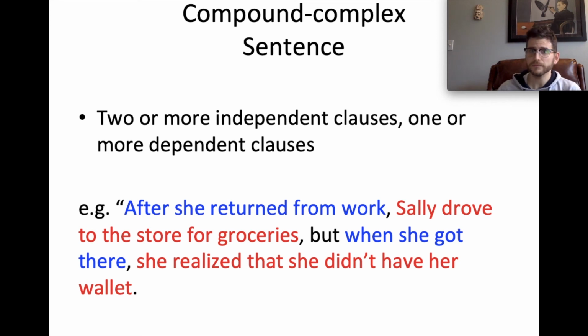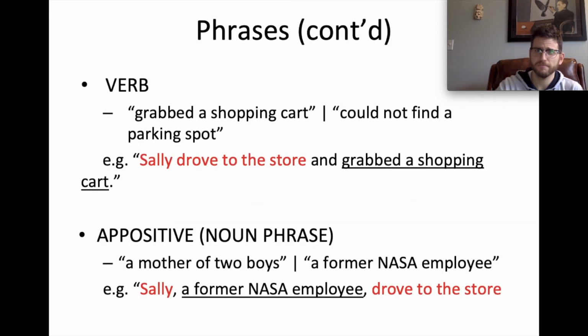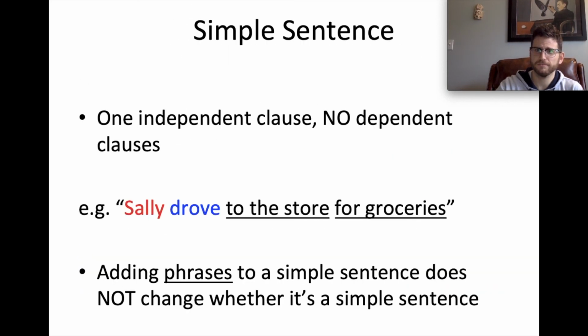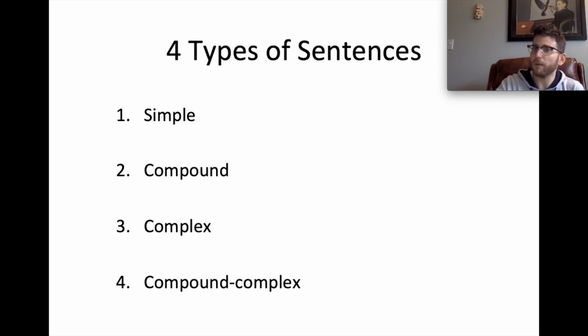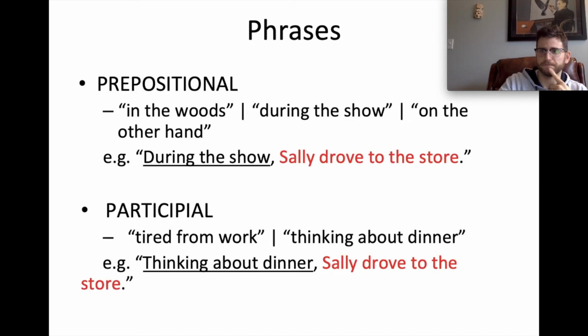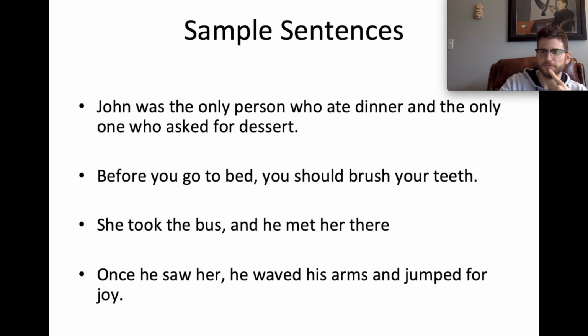Okay, now we've gone through the 4 different kinds. So we've gone through the 4 types. Now what I want you to do is try these sentences. I'll do the first one for you, and then I'll let you guys do the last 3 and leave the answers in the comments down below. I'll pin the answers down below as I've been doing. Okay. John was the only person who ate dinner and the only one who asked for dessert.